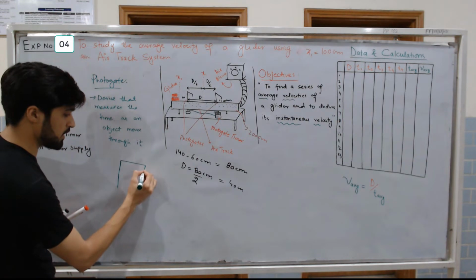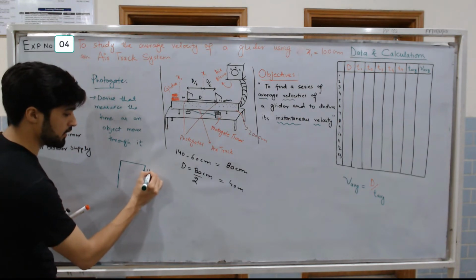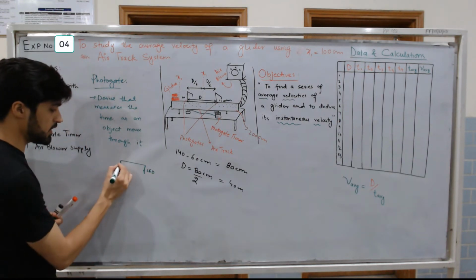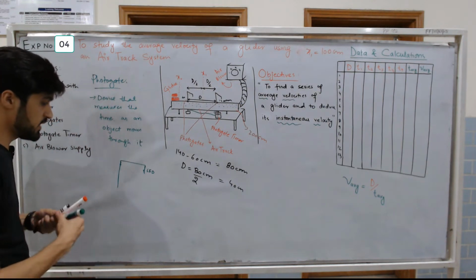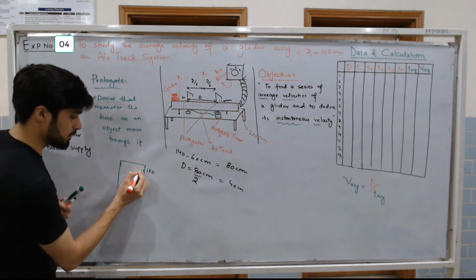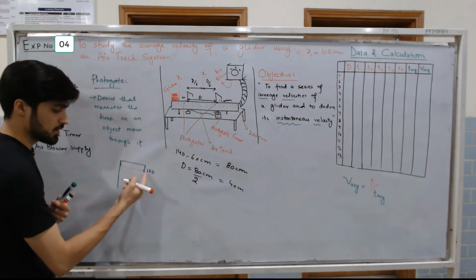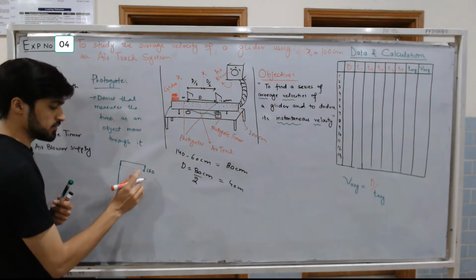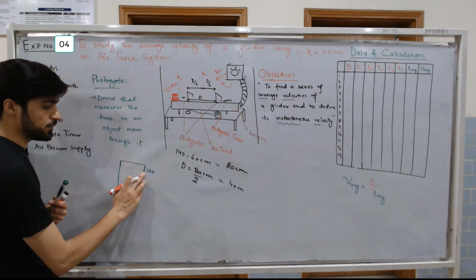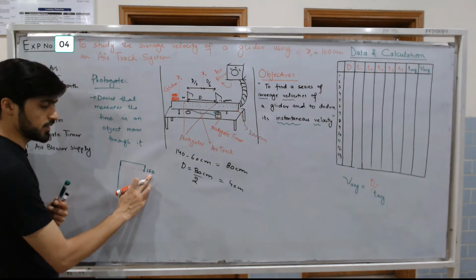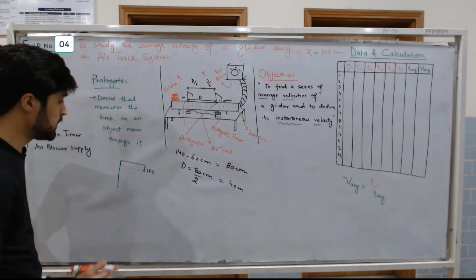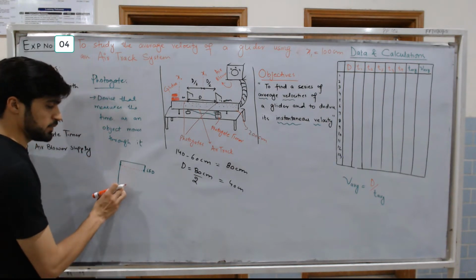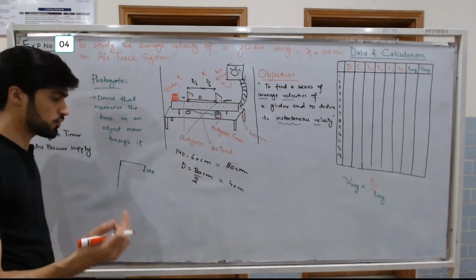So here we have an LED, a light emitting diode, and here we have the sensor. So what happens? A beam comes out from this LED. An infrared beam is emitted by this light emitting diode. We cannot see infrared, but you can observe it because it's connected with the photo gate timer. The photo gate timer will tell you.